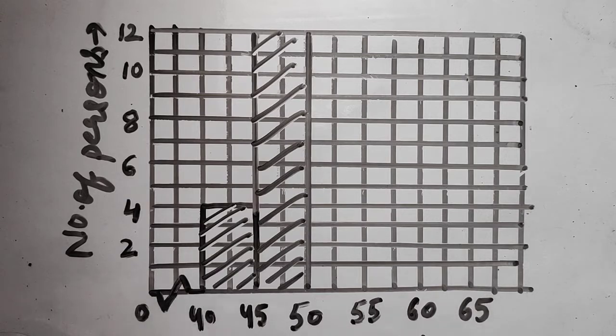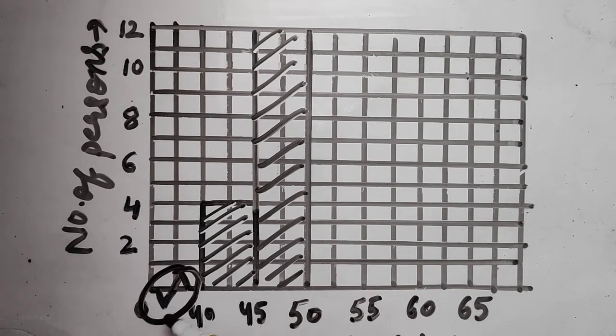So this is known as a jagged line. This we have studied in the previous chapter. This is used to indicate that from 0 to 40, we are not showing numbers. So that is why we have made this jagged line.